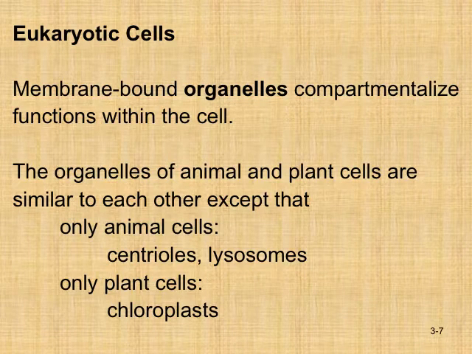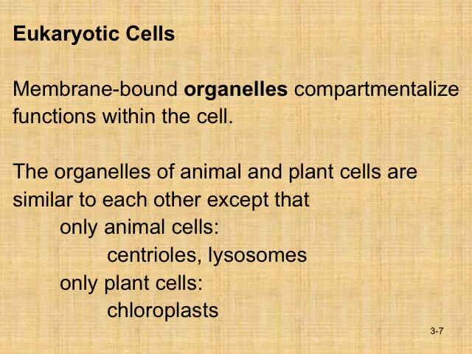Okay, so eukaryotic cells have the organelles inside, these compartments that separate different functions within the cell so that different types of reactions can occur in different locations. And these organelles are surrounded by membrane that's very similar to the plasma membrane. And the organelles of eukaryotic cells, animal, plants, fungi, are all very similar. There are some differences, though, particularly between animal and plant cells.